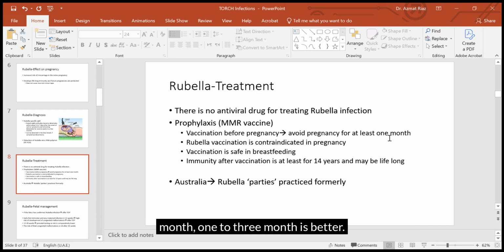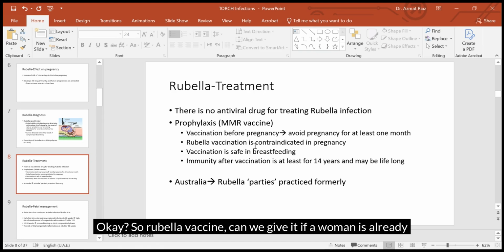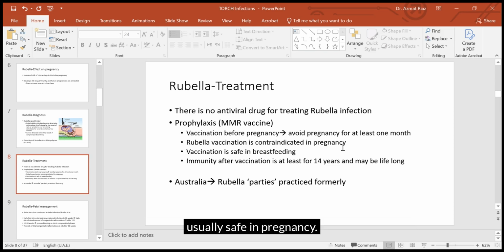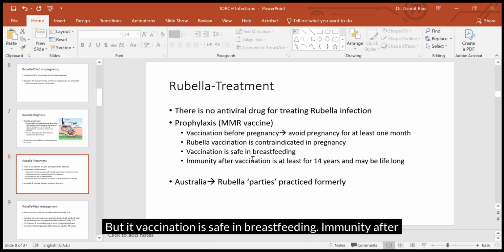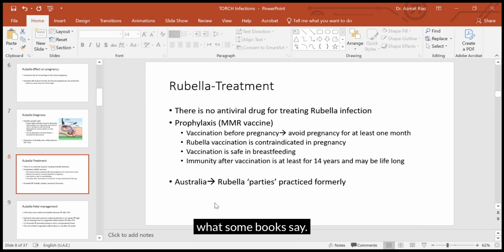So, rubella vaccine, can we give it if a woman is already pregnant? It's contraindicated. Why? Because it's a live attenuated vaccine. Killed vaccines are usually safe in pregnancy, and vaccination is safe in breastfeeding. Immunity after vaccination is at least 14 years and maybe lifelong. We don't know, but it's at least 14 years. That's what some books say.